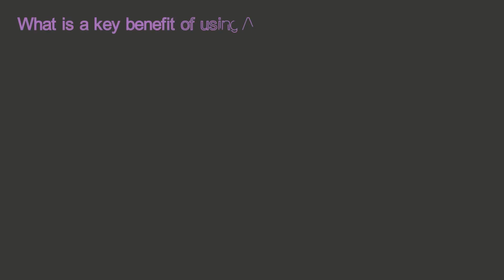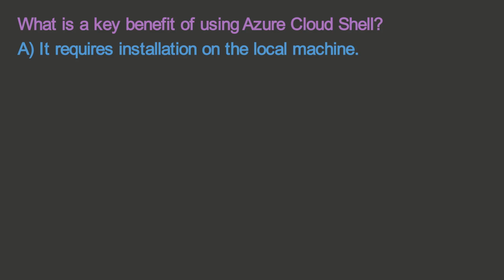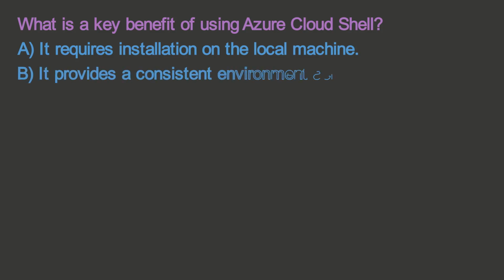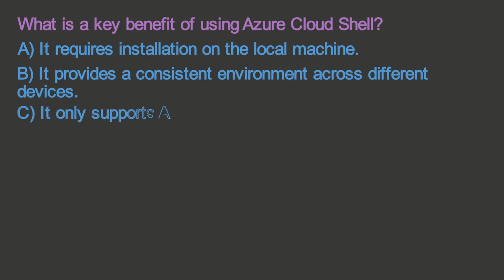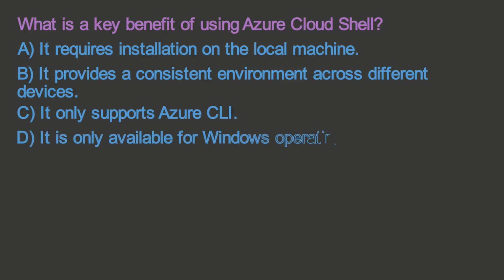What is a key benefit of using Azure Cloud Shell? A, it requires installation on the local machine. B, it provides a consistent environment across different devices. C, it only supports Azure CLI. D, it is only available for Windows operating systems.